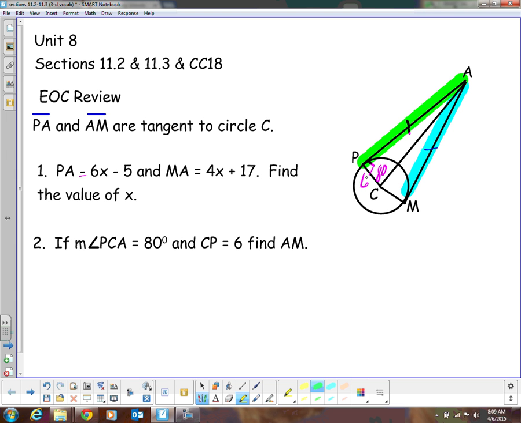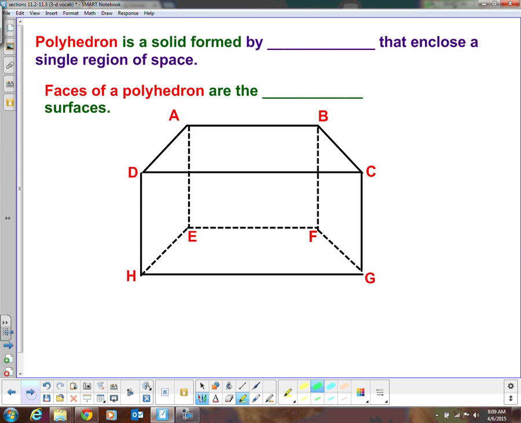All right, so our essential question is, how do you find the volume of three-dimensional figures, and what is the ratio of similitude, and how is it used? This is the last part of the curriculum for geometry that we have to do this year. But before we can go into the volume, we first need our vocabulary. So a polyhedron is a solid formed by polygons that enclose a single region of space. So you take a bunch of polygons, put them together, and make an enclosed figure, then you've got a polyhedron.